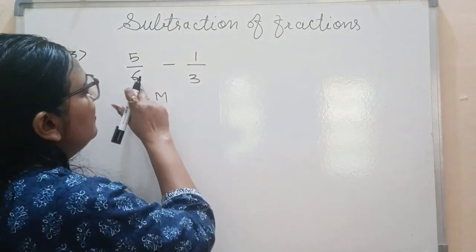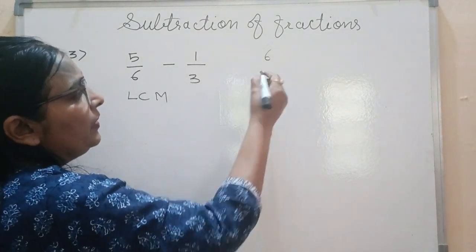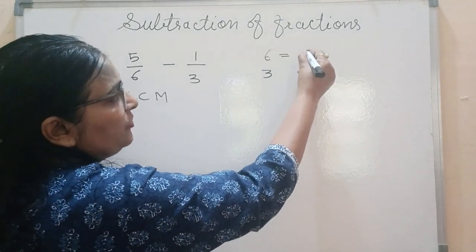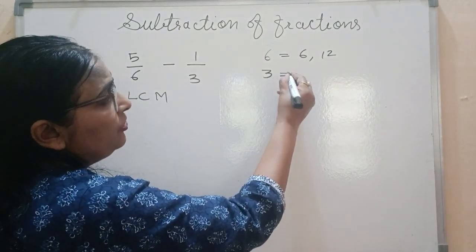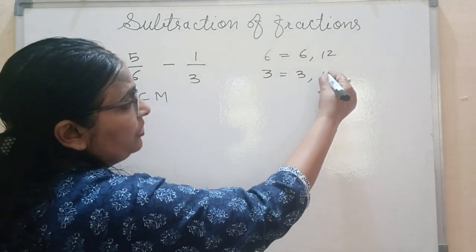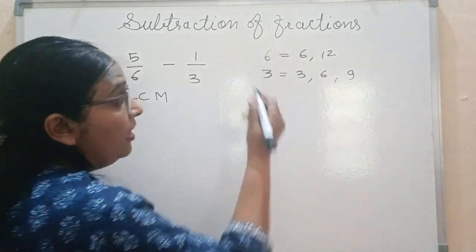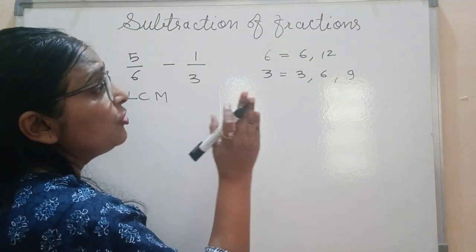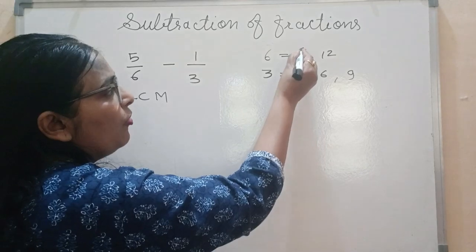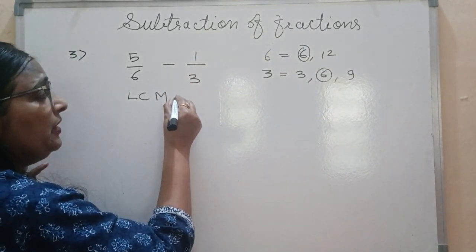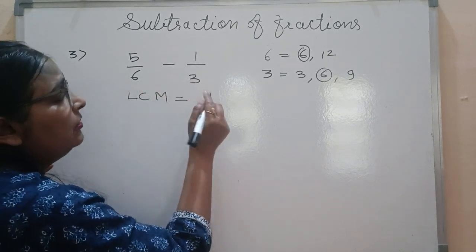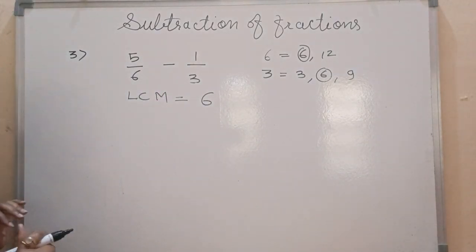How is it? What is 6 table and 3 table? 6 ones are 6, 6 twos are 12 and so on. What is 3 table? 3 ones are 3, 3 twos are 6, 3 threes are 9. What is the first common multiple? First common multiple is this 6. So what will be the LCM? LCM of 6 and 3 will be 6.